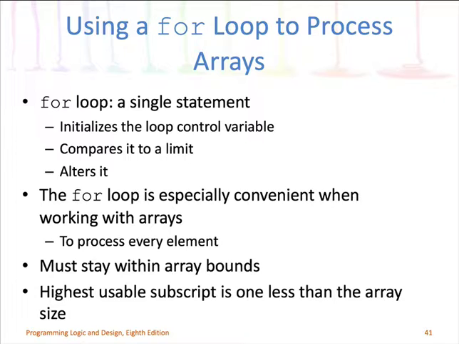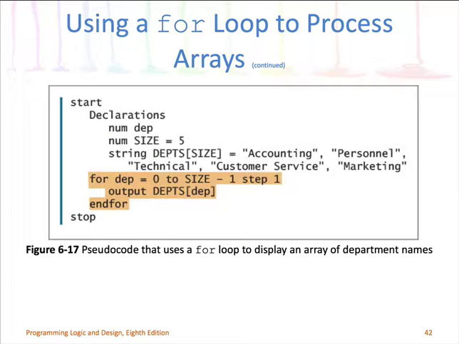But what happens is we have something called a loop control variable that we talked about before that is going to determine whether we stay in the loop or not. It initializes that to some value. It then does a comparison to compare it to some limit, in this case the size of the array. And then at the end of the loop, it alters it by adding 1 to it or subtracting 1 from it, or whatever we need to do to match up with the logic of our array.